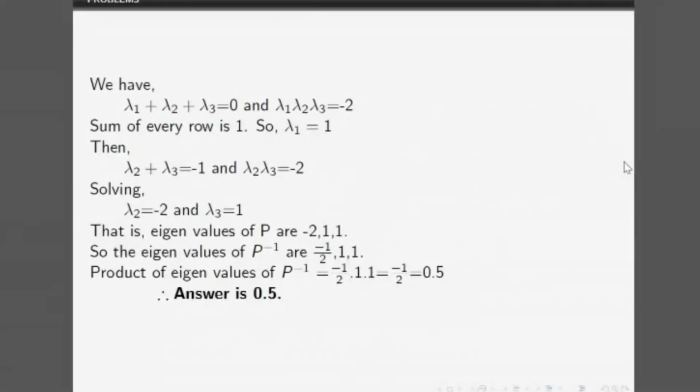Finding the inverse, or 1 by determinant of A, is one easy way. When you are writing for an exam, that will be enough. But I was just applying what we have already discussed. Whichever way is less time consuming, you can opt for it.